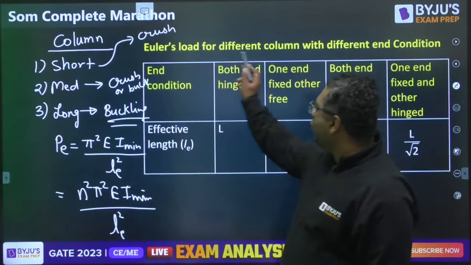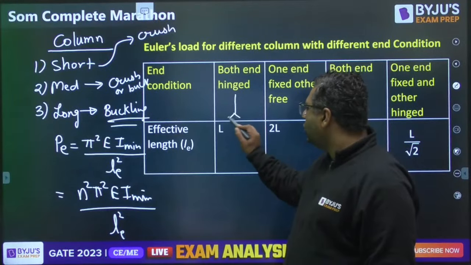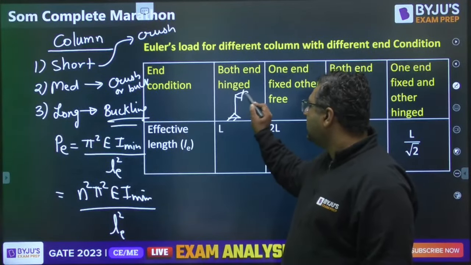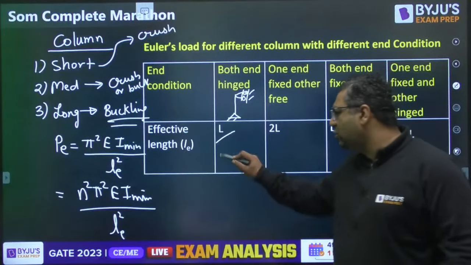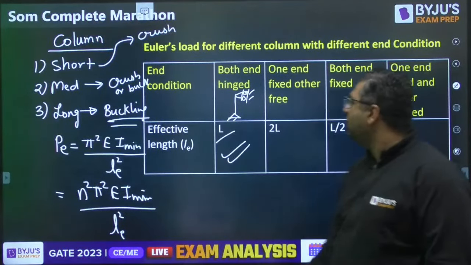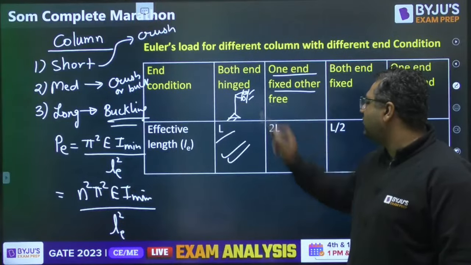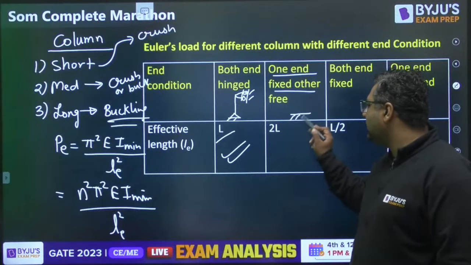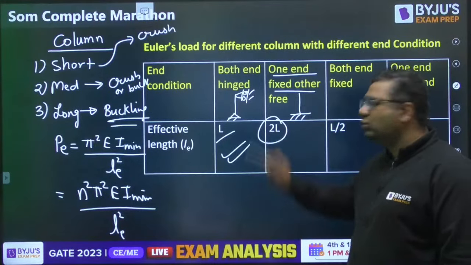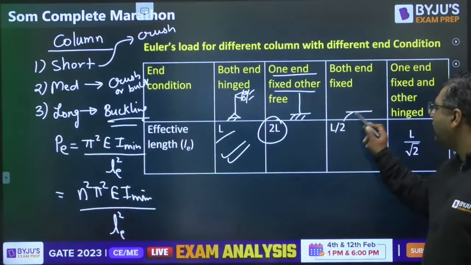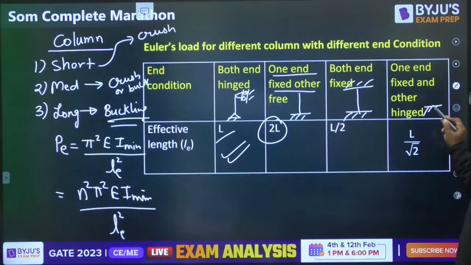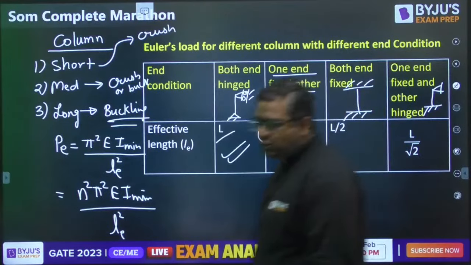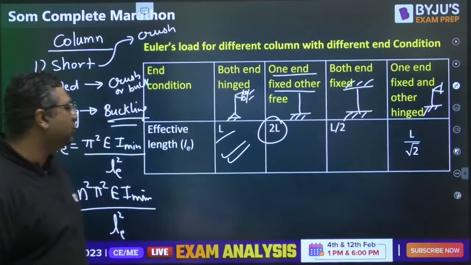When both ends are hinged, like this, LE is equal to the length. If nothing is mentioned, you will use this relation only. Then, one end fixed, other end free: for this case, it is 2 times L. For both ends fixed, it is L by 2. For one end fixed and the other end hinged, it is L by root 2. So these are the formulas you would be using.